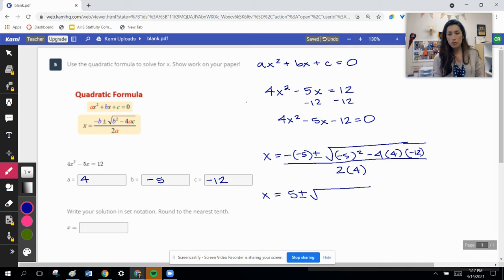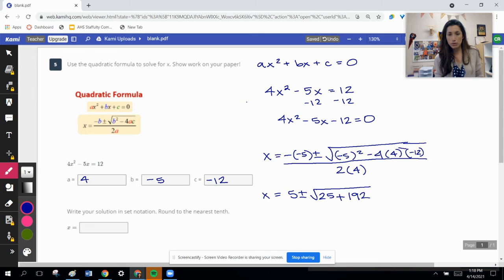We've got negative 5 squared. Negative 5 times negative 5. That is 25. And then we've got negative 4 times 4. Negative 4 times 4 is negative 16. And then we're going to do negative 16 times 12, negative 12. That's going to be a positive 192.